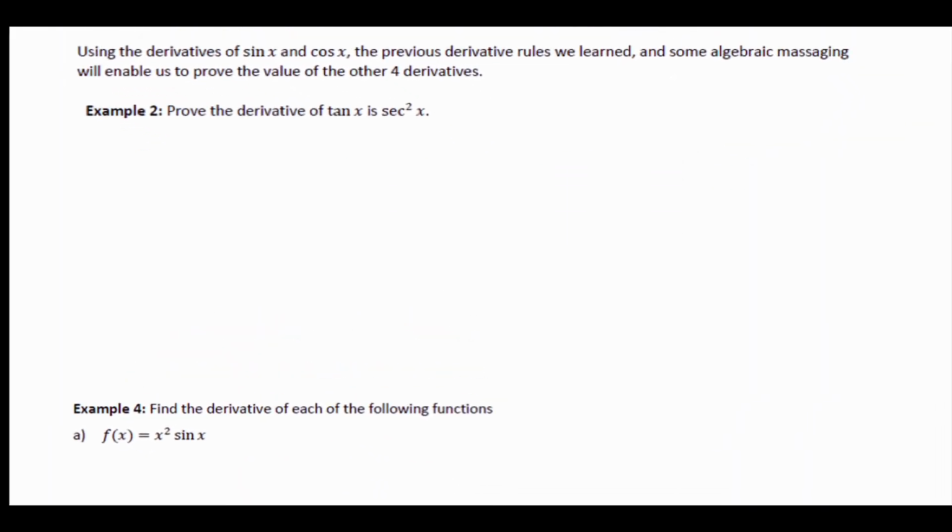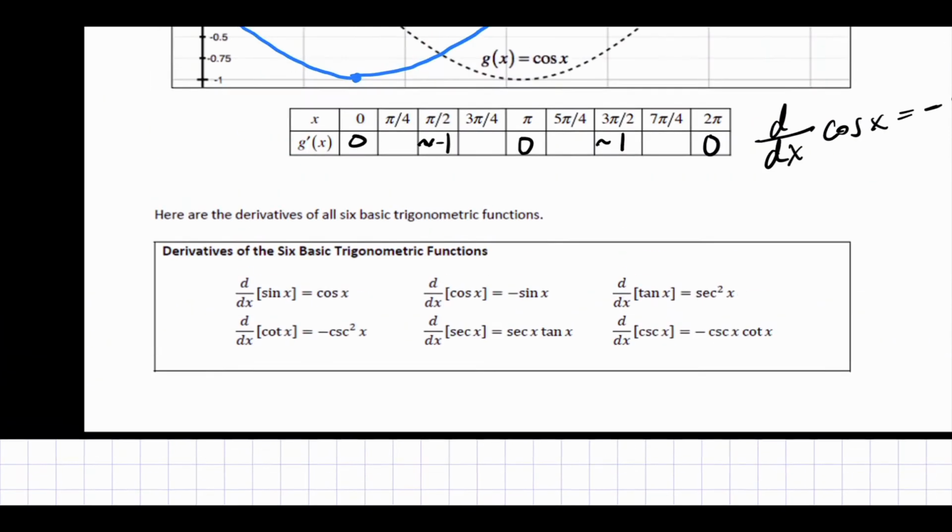All right, so now let's go to the back of the first page. Using the derivatives of sine and cosine, the previous derivative rules we learned, and some algebraic massaging, we can prove the value of 4 other derivatives. We're just going to do tangent. I'm not going to show you the others.